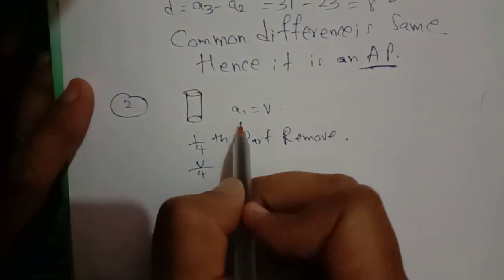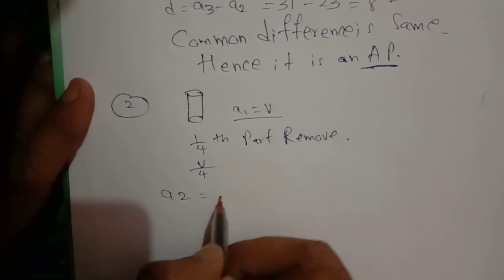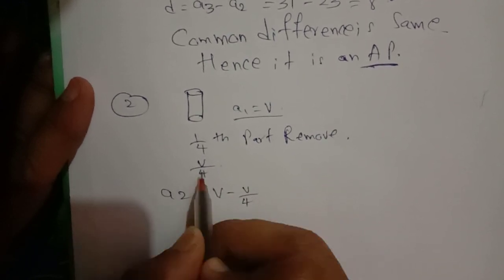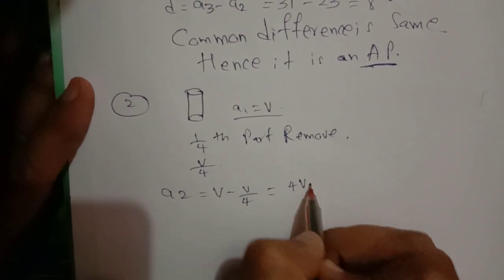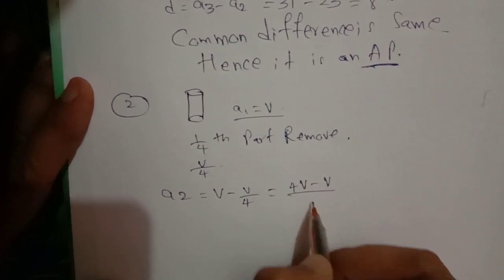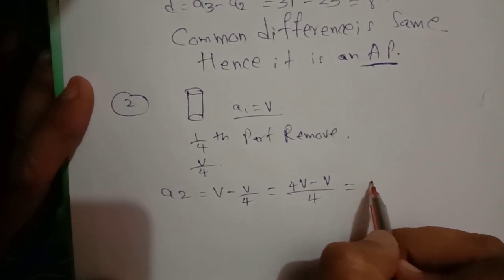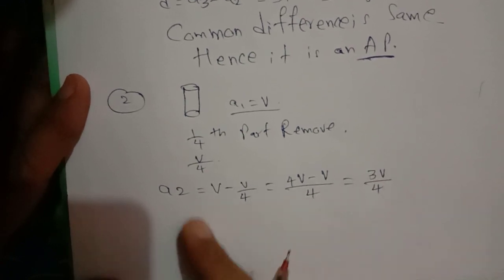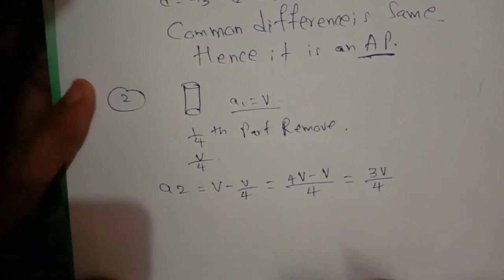So if A1 is V, then what is the A2? It should be V minus V by 4. So it becomes 4V minus V by 4. If we remove 1V from 4V, we will get 3V by 4. This is here. We got here A1 and this is A2.